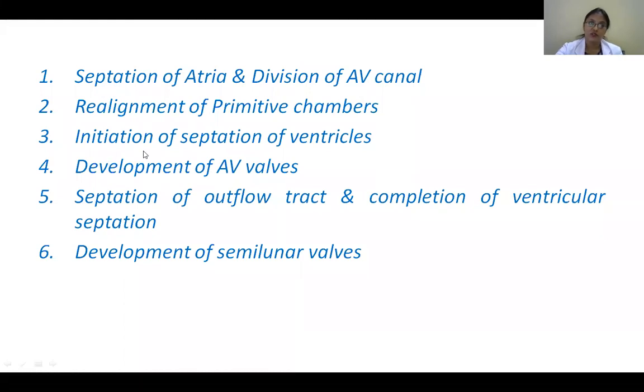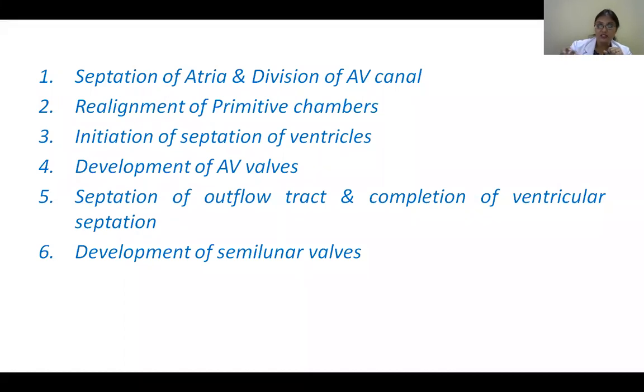Then for that, there should also be an initiation of the separation of the ventricles. Ventricles are also one chamber. Primitive ventricle is a different chamber, and bulbus cordis is another. So between them, there should be a ventricular septum that has to start. So initiation. Then atrioventricular valves have to develop.